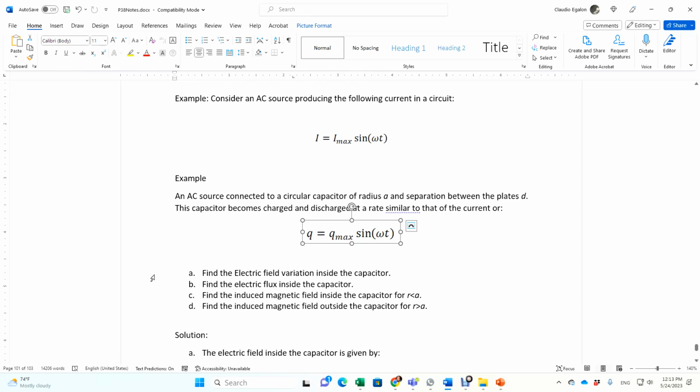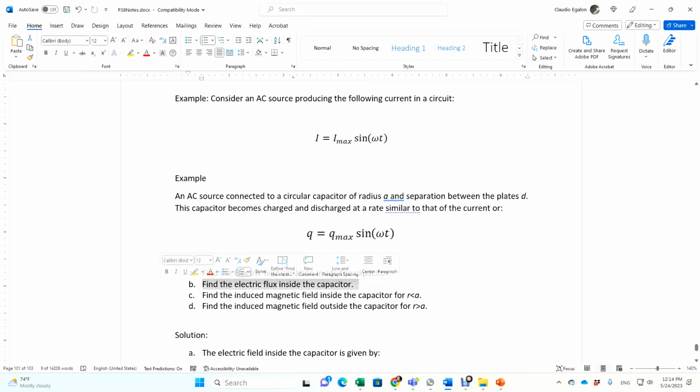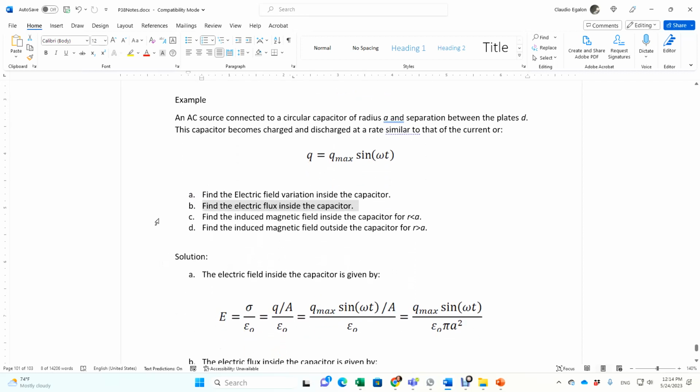So what do we want to do? We want to find the electric field variation inside the capacitor. We're going to find the electric flux inside the capacitor. We're going to find the induced magnetic field inside the capacitor and the induced magnetic field outside the capacitor. Okay? So how do we do it?